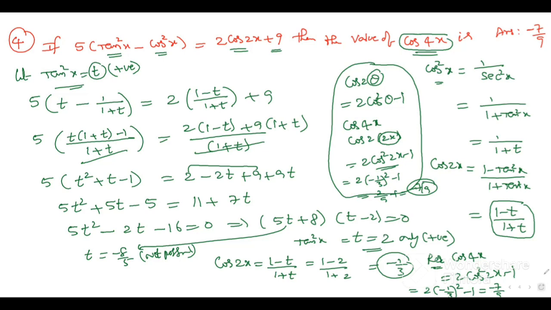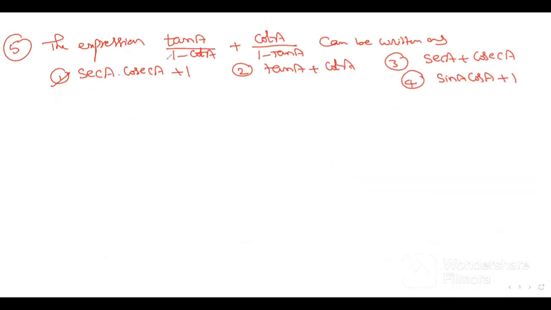Okay, now I am going to explain question number 5. Here tan A by 1 minus cot A plus cot A by 1 minus tan A can be written as... 4 options are given. Here first option is correct. Solution. What is the tan A formula? Here tan cot functions convert into sin cos.